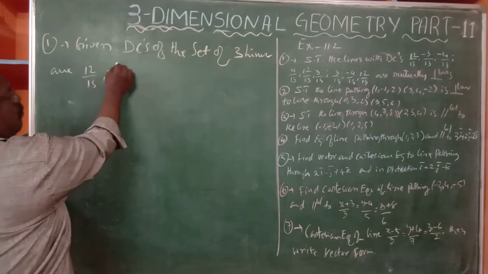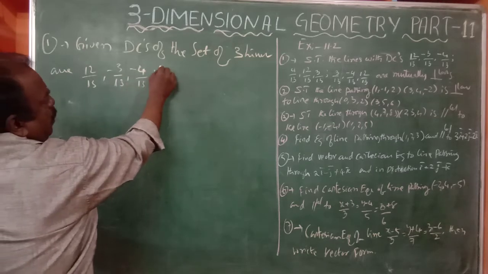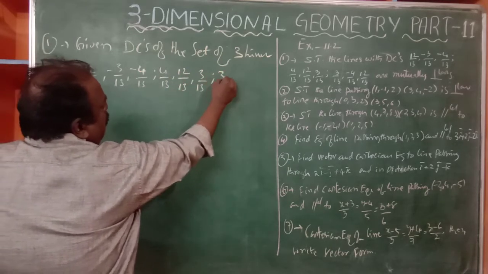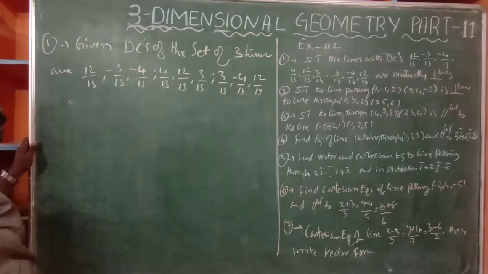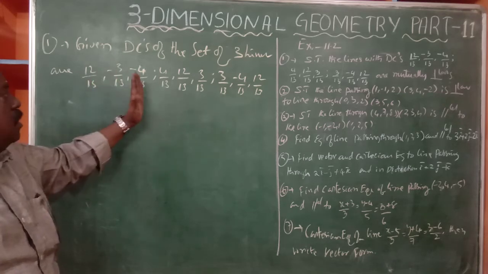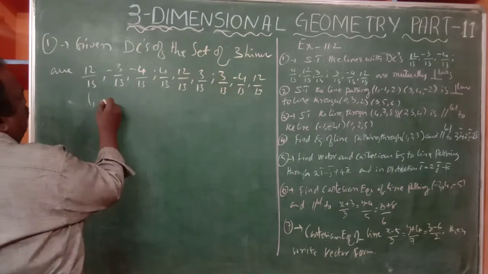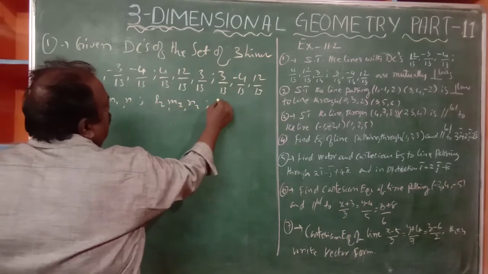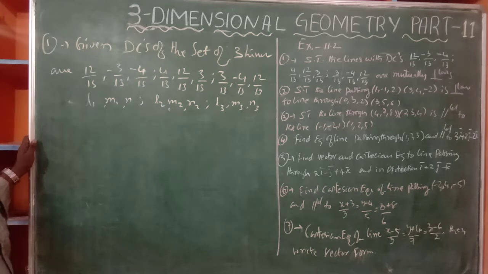12 by 13, minus 3 by 13, minus 4 by 13; 4 by 13, 12 by 13, 3 by 13; 3 by 13, minus 4 by 13, 12 by 13. There are three lines which are having the DCs l1, m1, n1; l2, m2, n2; l3, m3, n3. We have to show that they are perpendicular.